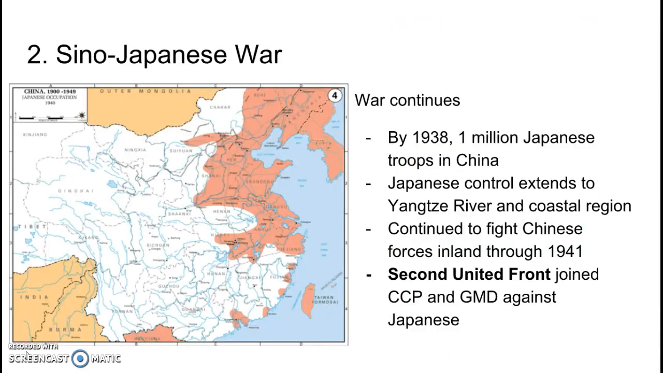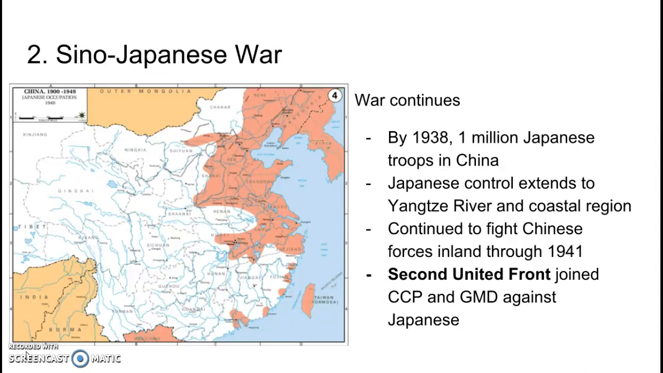After the capture of Nanjing, Japan was able to take control of most of China by the end of 1937. Chiang has retreated and established a wartime capital in Chongqing. It's located on the map if you look on the board.